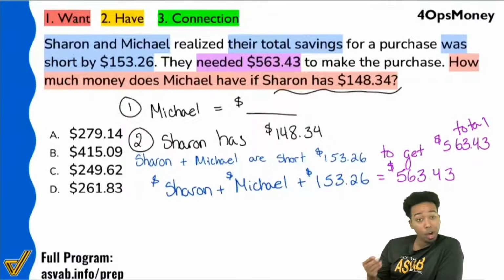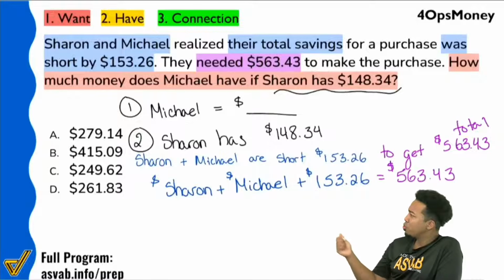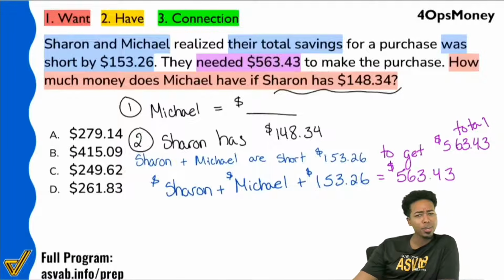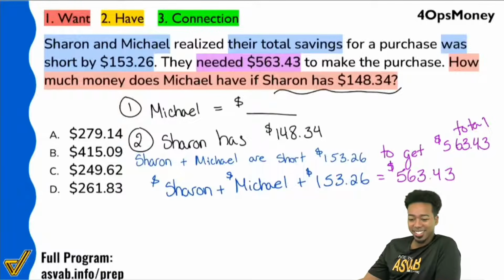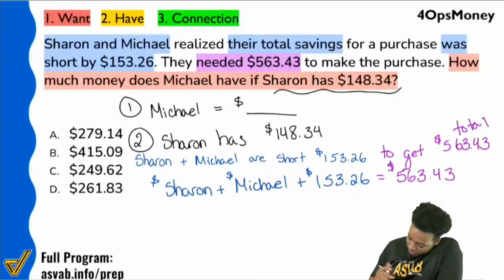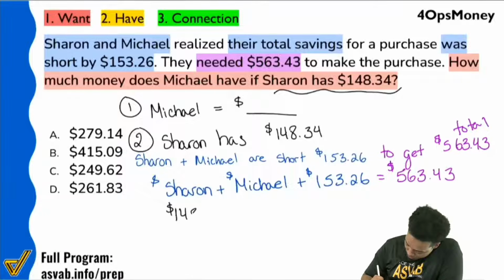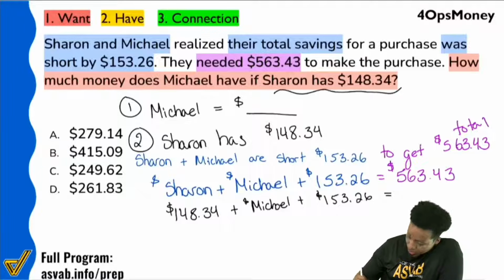So here we go. To solve this, everyone, whose amount do we know so far? Is it Sharon or Michael? Quick. Who do we know? Sharon and what money? What should we replace Sharon with then? 148.34. That's right. So we're good there. I'm going to replace Sharon with 148.34 plus Michael plus the 153.26 equals all of this, right?